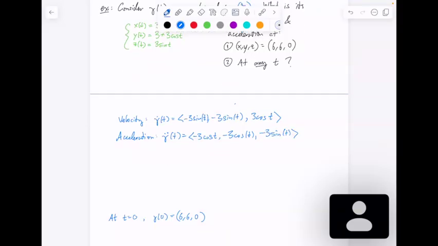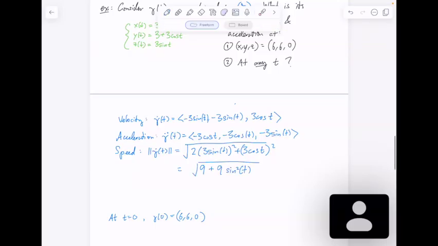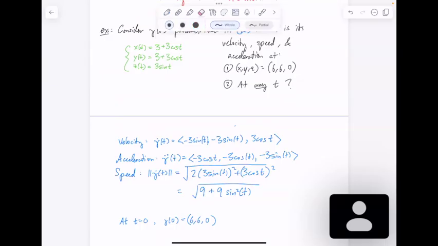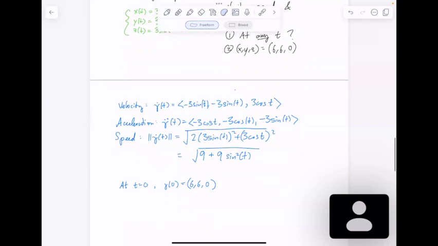And now we could also calculate the speed. That's the magnitude of the velocity. This is the square root of this squared plus this squared plus this squared. So you get 9 cosine squared t, and 2 times 9 sine squared t, so one of the 9s comes out like so. I should have ordered this 1 and 2 and switched it. All right, so that's at general t.